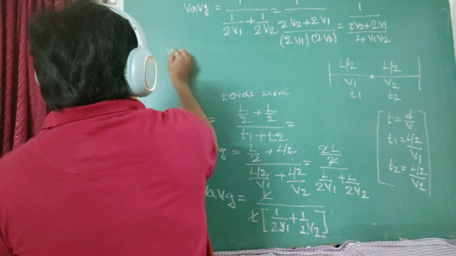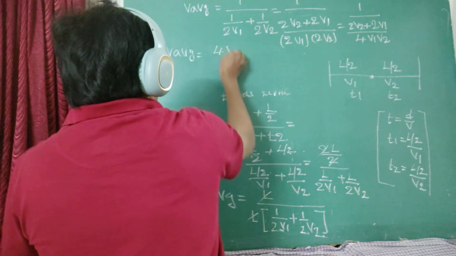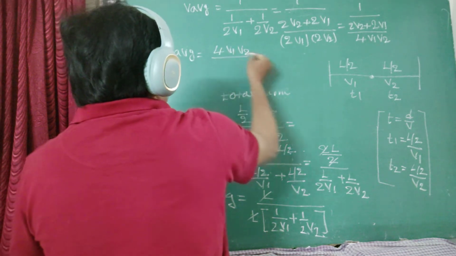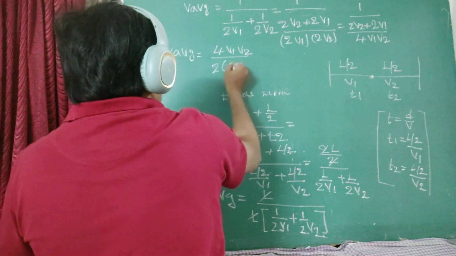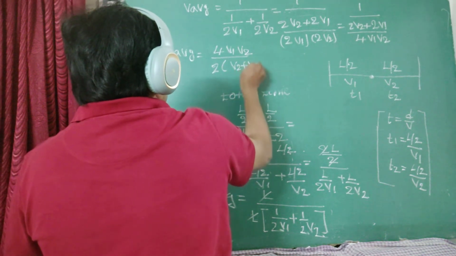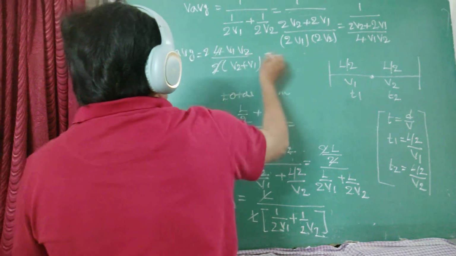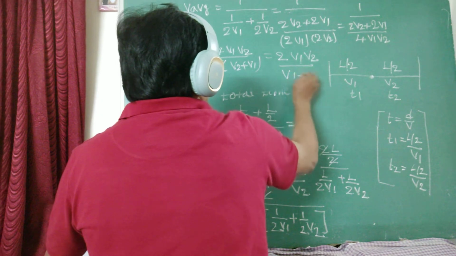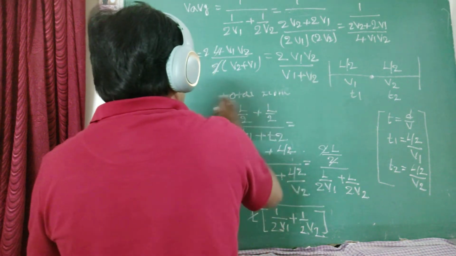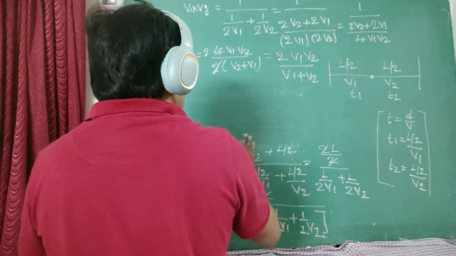Go to the next step. V average equals, moving to the numerator, 4V1V2 divided by, taking 2 common from these two terms, V2 plus V1. Cancel 2 times. Therefore 2V1V2 by V1 plus V2. That is our required value obtained for the given conditions.